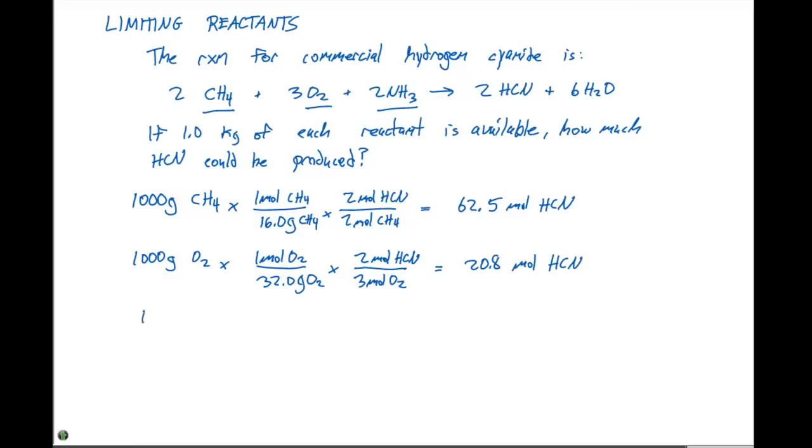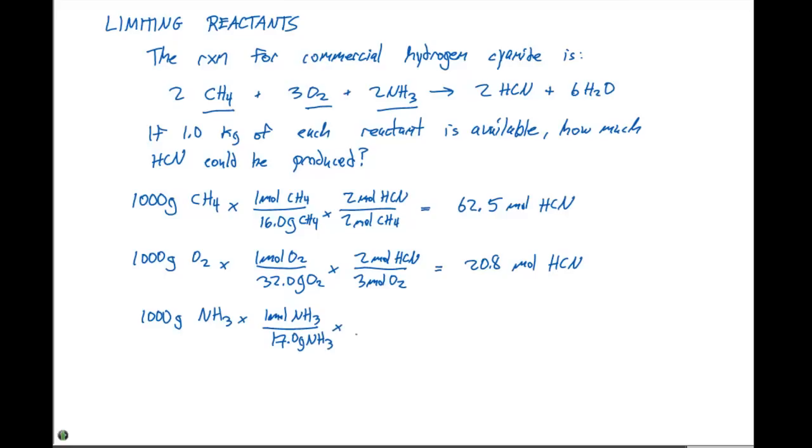Lastly, we take 1,000 grams of NH3, and for every 1 mole of NH3, that's going to equal 17.0 grams.